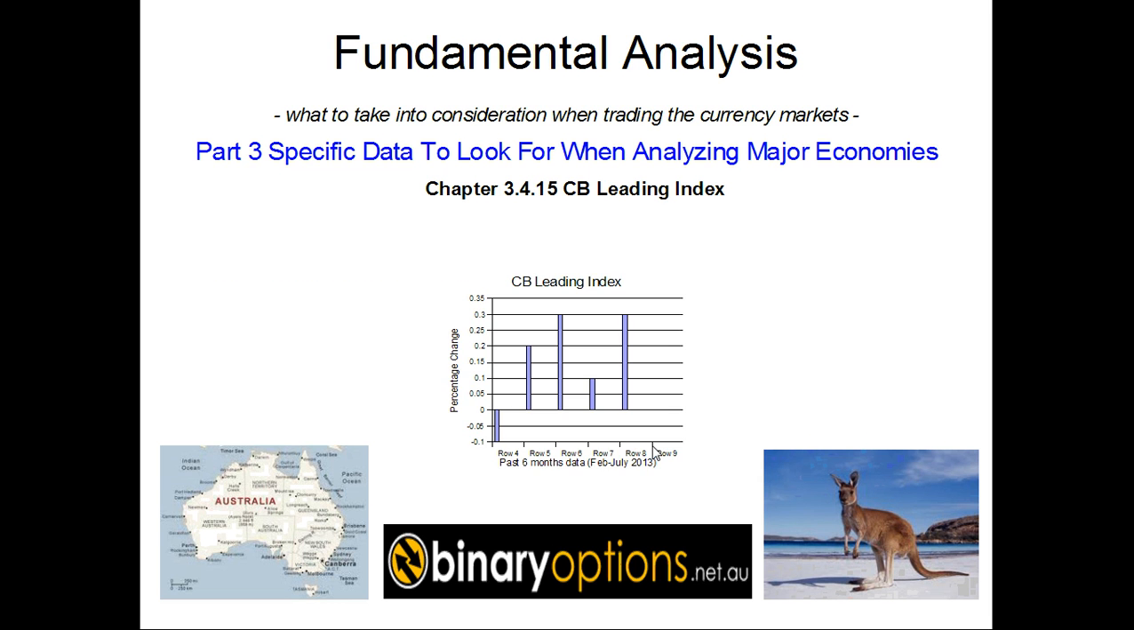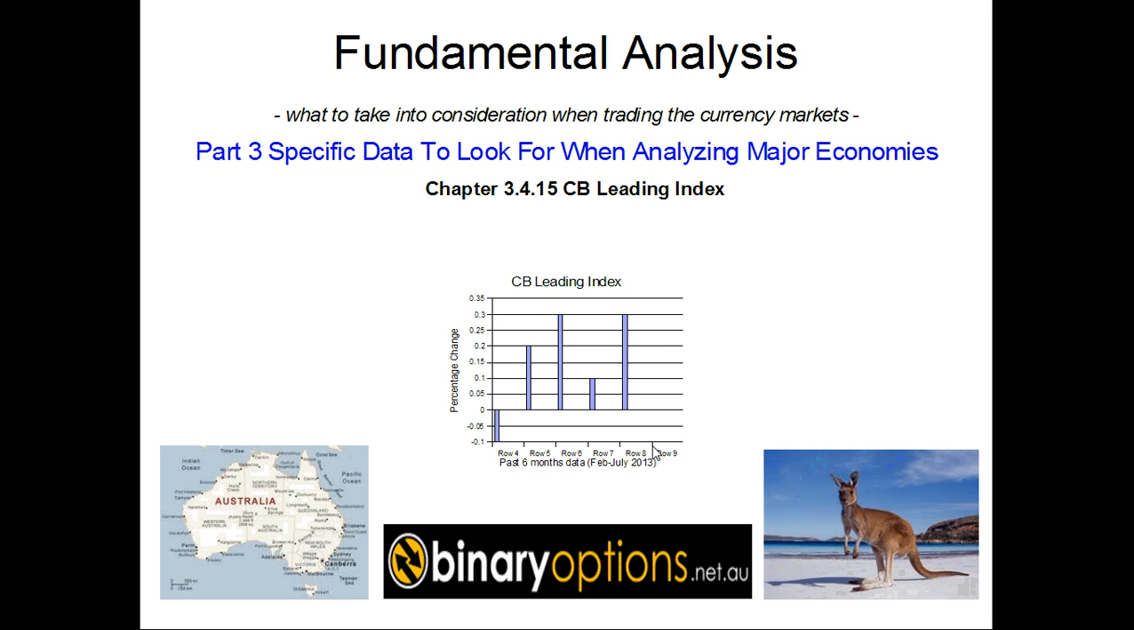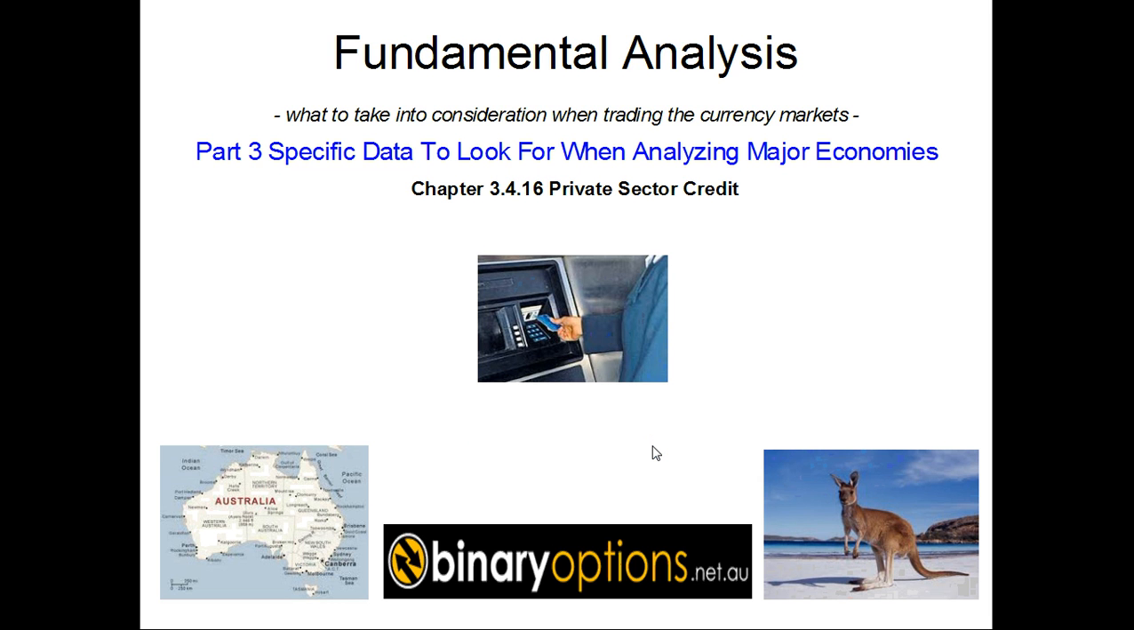But before that, let's make a synopsis for the CB leading index. The release date is on a monthly basis, about 55 days after the month ends. The release time is 0000 GMT during the Asian trading session. Second-tier data, low levels of volatility expected. Stay tuned please for our next recording, private sector credit, the last one out of Australia.